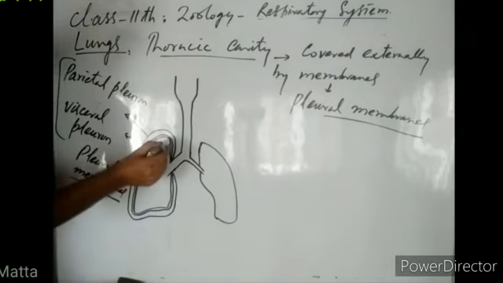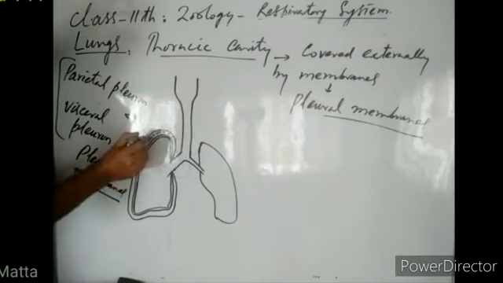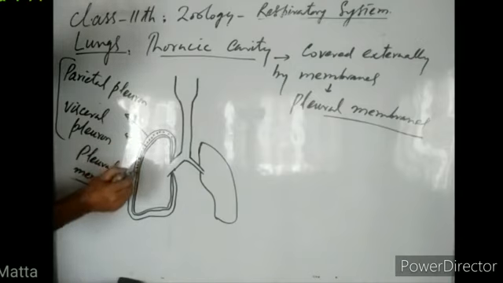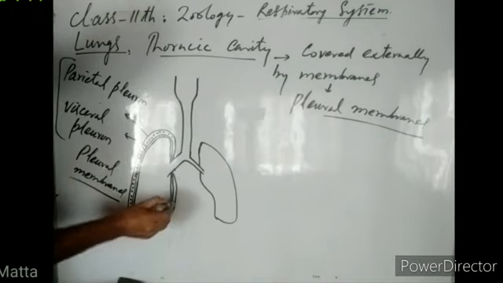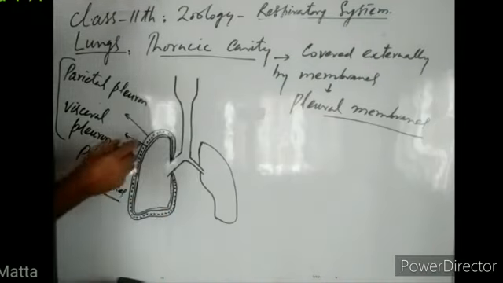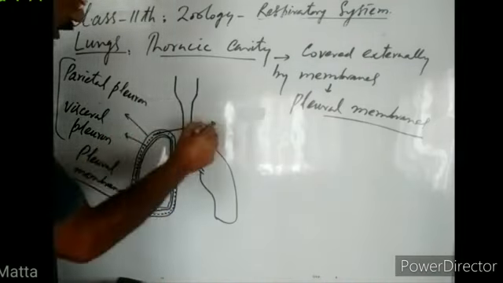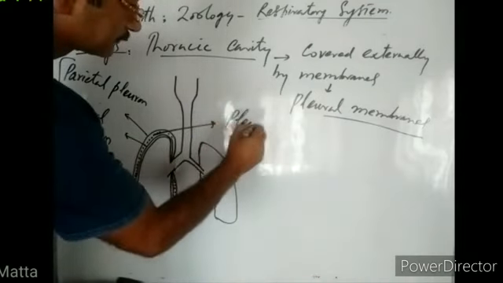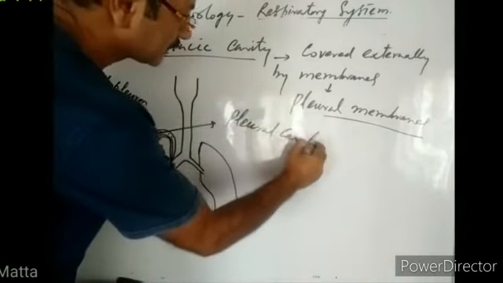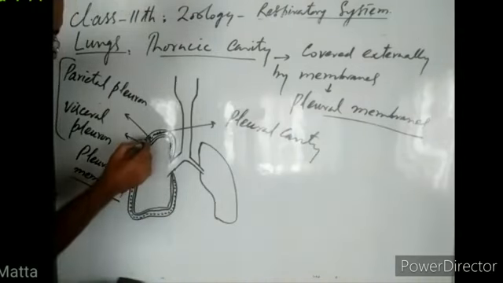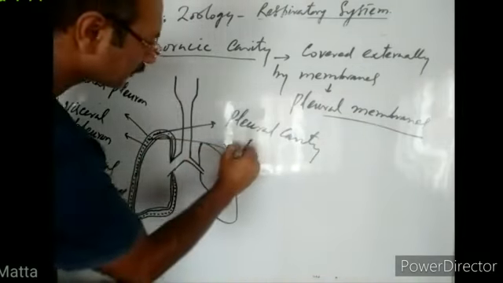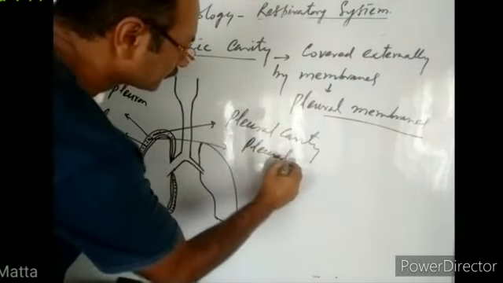In between these two pleural membranes, there is a very small, very minute cavity, which is filled with a fluid. This cavity is known as pleural cavity. And in this pleural cavity, there is the fluid. This fluid is known as pleural fluid.